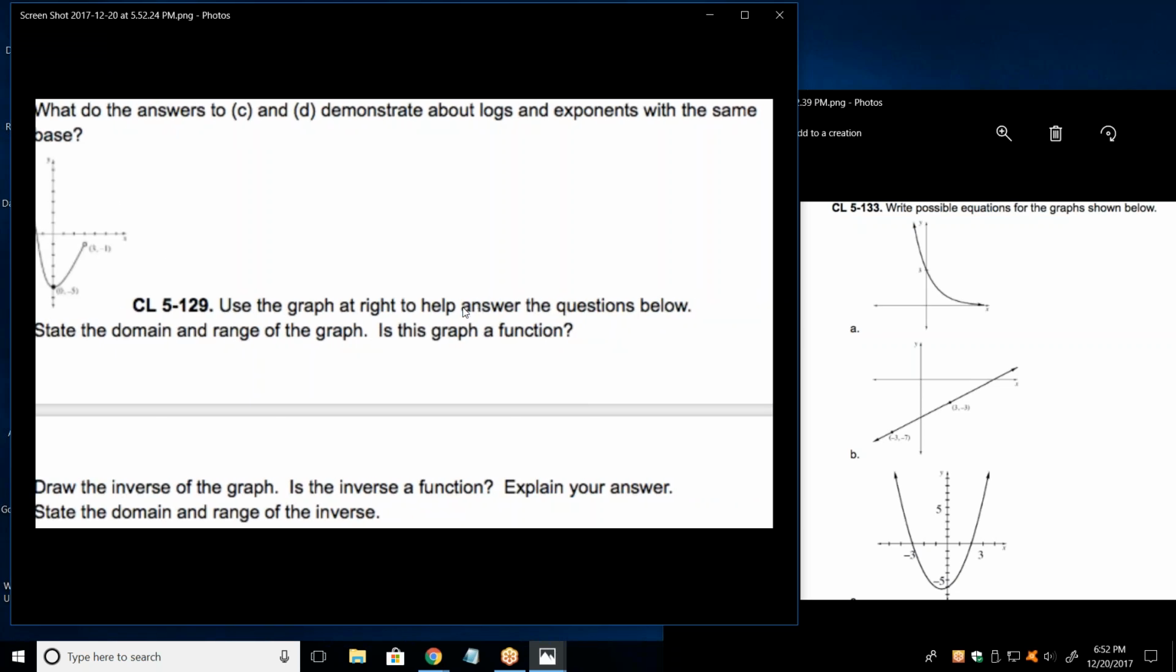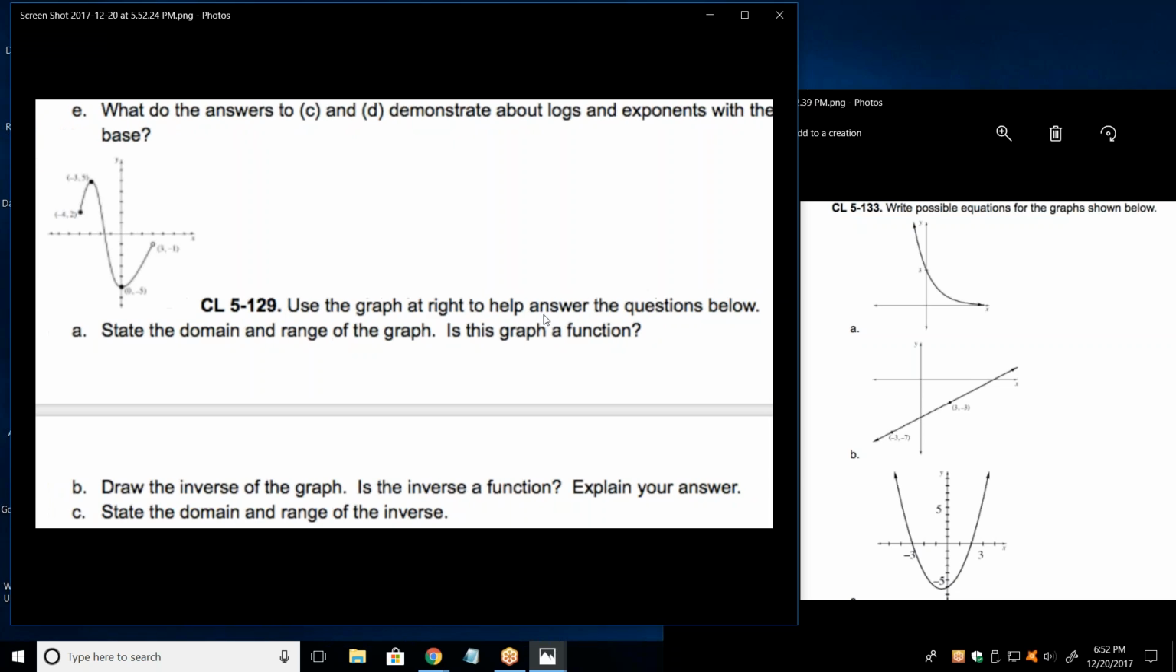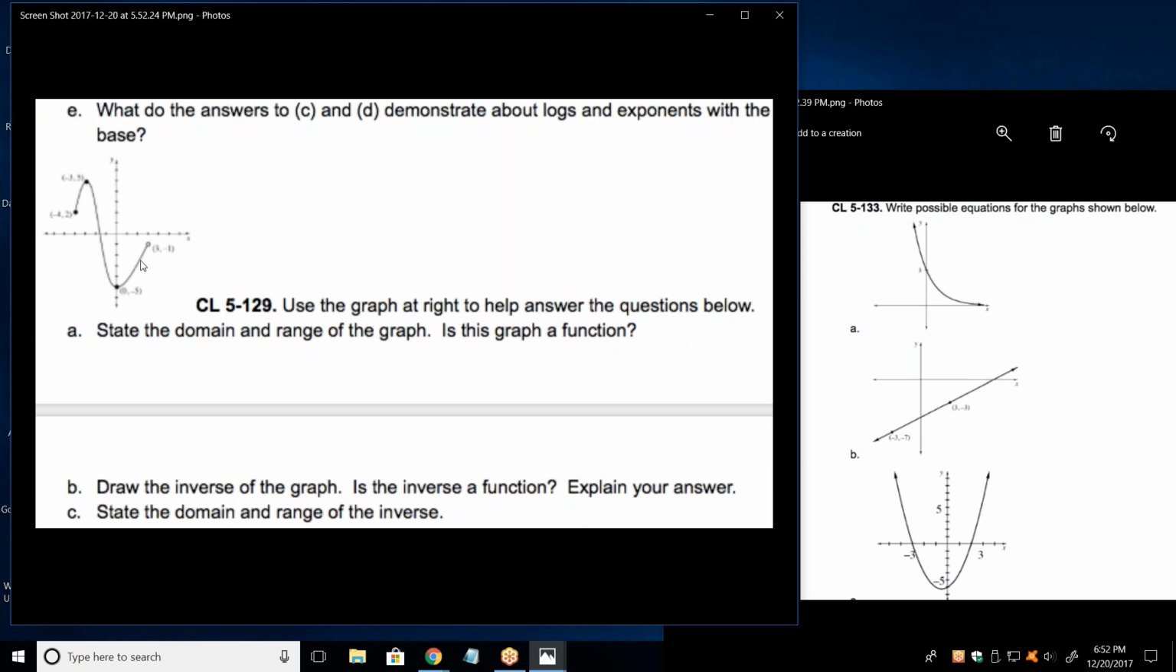Use the graph at the right. Now, which one are they referring to? Okay. Is that graph a function? Yeah, it passes the vertical line test. Is it a one-to-one function? No, it does not pass the horizontal line test. To be a one-to-one function, it has to pass both.